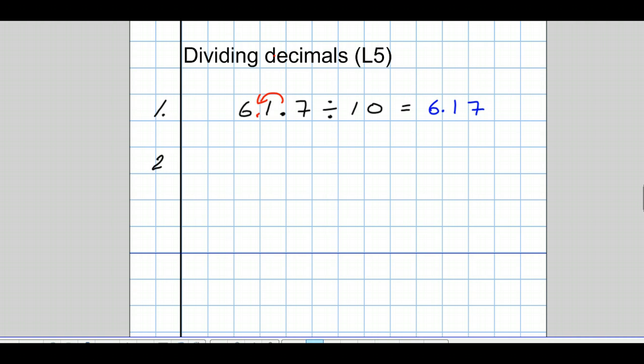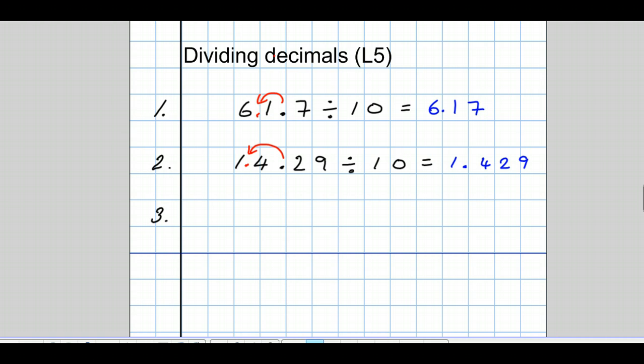Question 2. Let's look at another one. 14.29 divided by 10. Well, we move the decimal point one place to the left. And here's my answer now: 1.429.